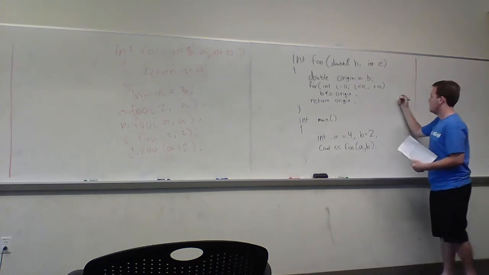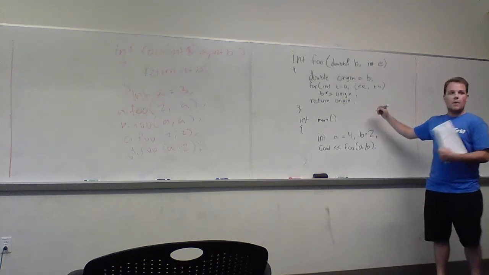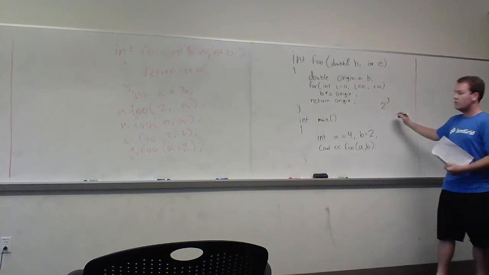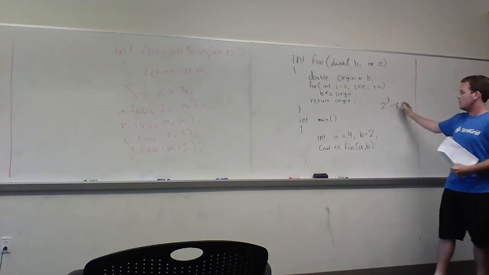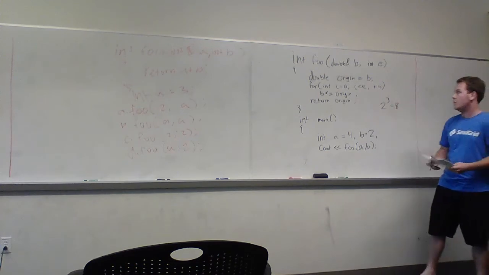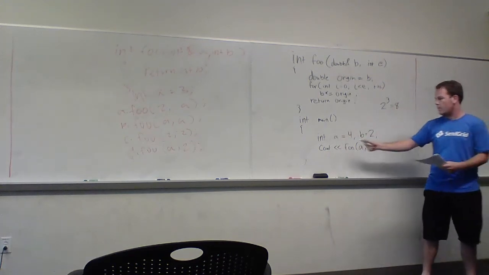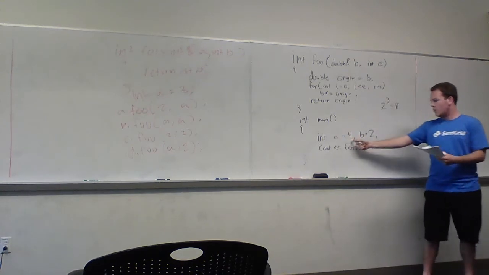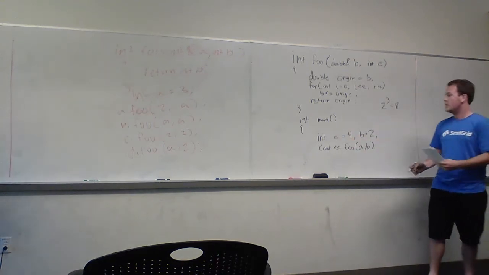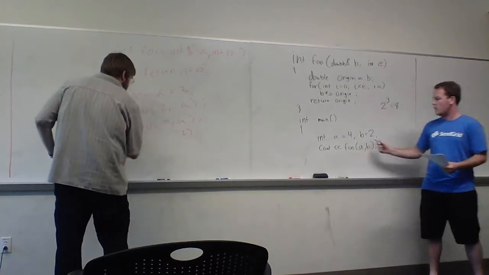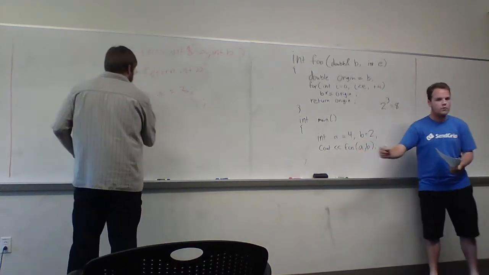So if my base is 2 and my exponent is 3, then 2 to the 3 is 8. That would be an example. So you have 2 integers in your code: A equals 4 and B equals 2. You call foo on A and B. What is the value of this expression? What will be printed to the screen?